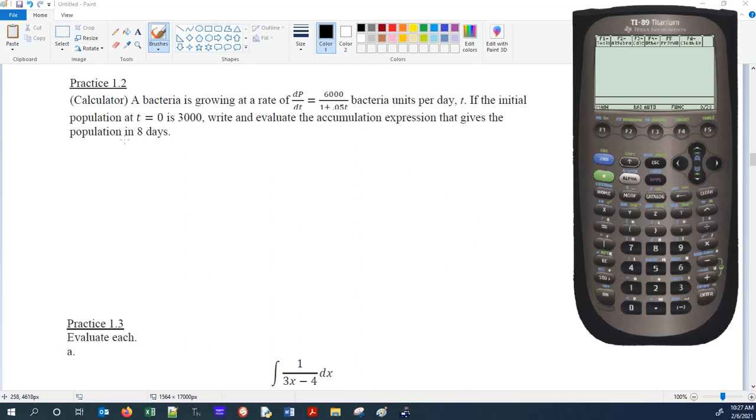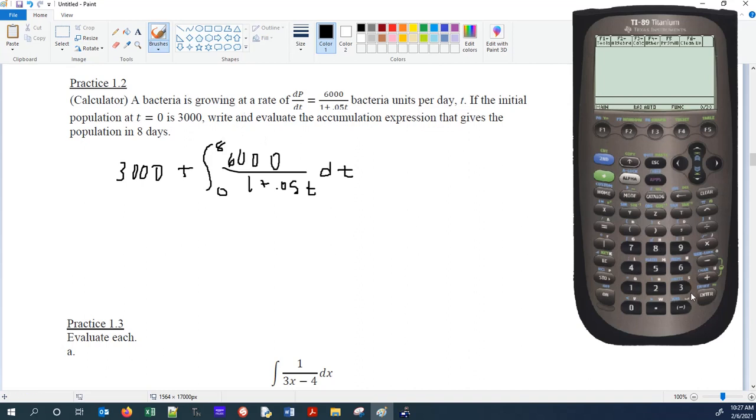Okay, let's see how we did this. We know that we're trying to figure out the population in 8 days. At t equals 0, we have 3,000. Then we're simply going to add all the instantaneous rates of change. Now, the change in the bacteria population is given by dP over dt. So that's the integral of 6,000 over 1 plus 0.05t dt. And we'll be doing that from 0 to 8 days.